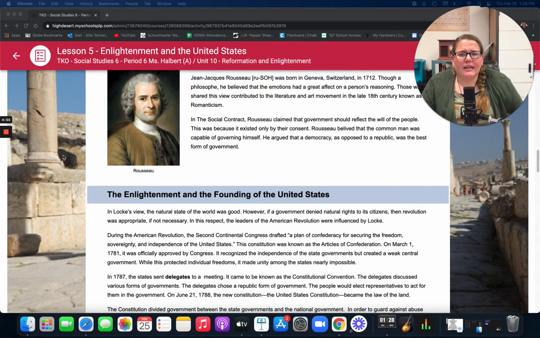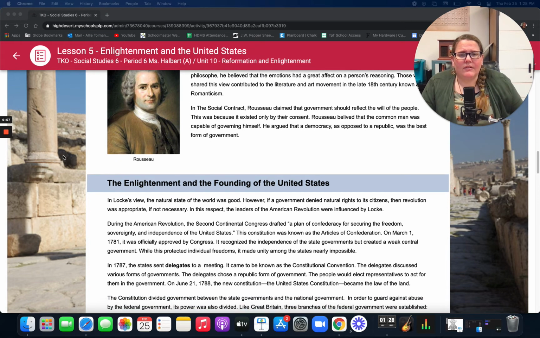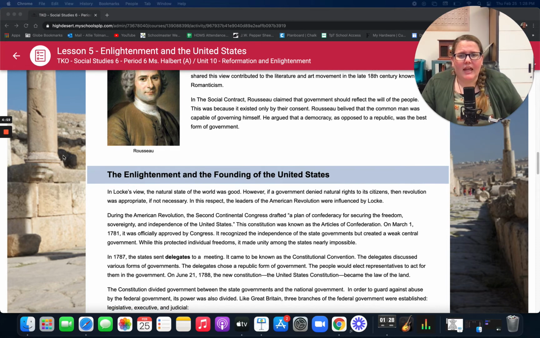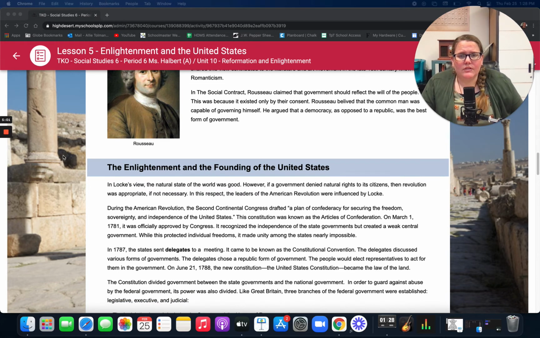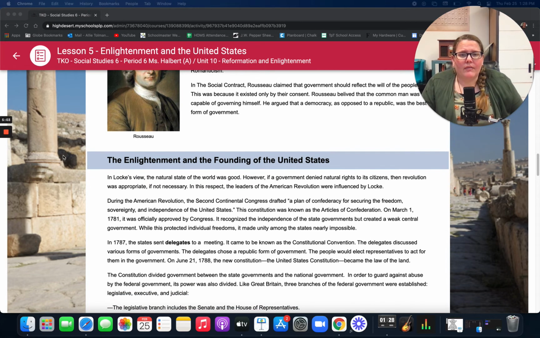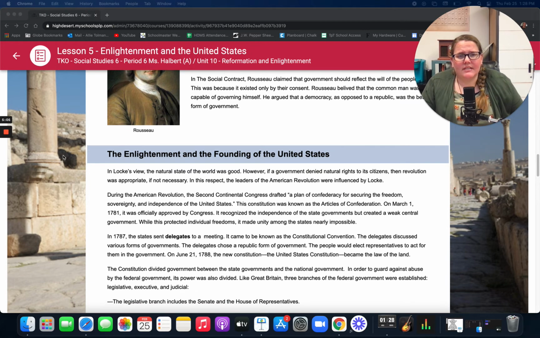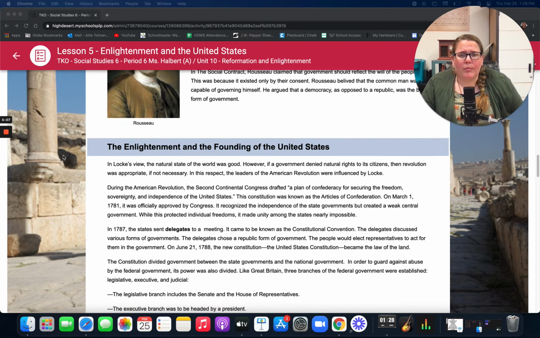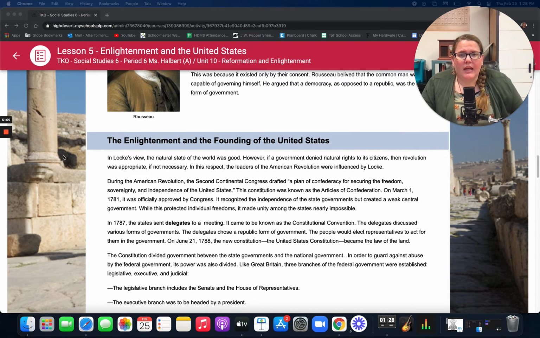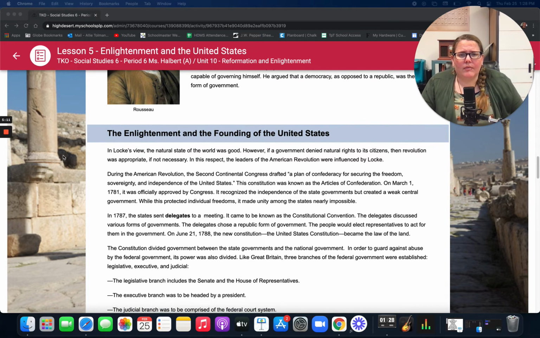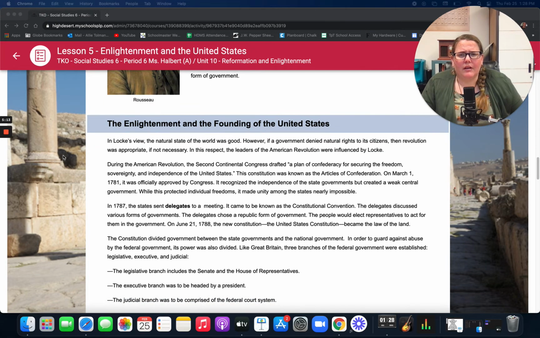The Enlightenment and the founding of the United States. In Locke's view, the natural state of the world was good. However, if a government denied natural rights to citizens, then revolution was appropriate, if not necessary. In this respect, the leaders of the American Revolution were influenced by Locke.